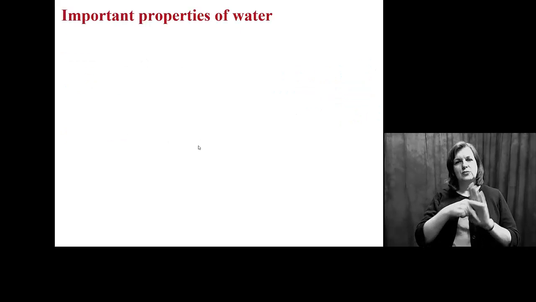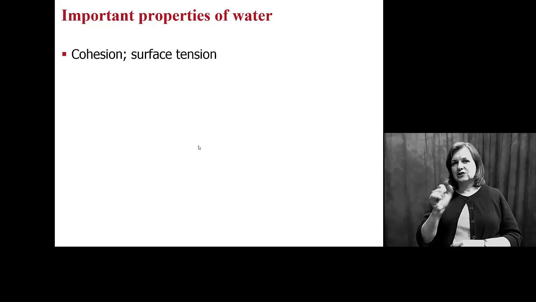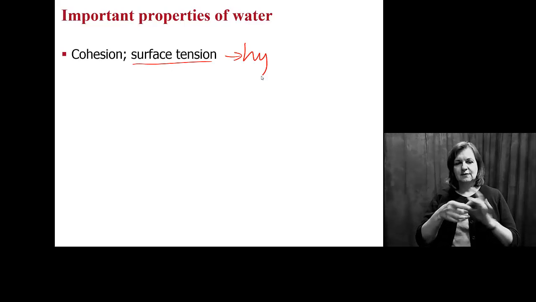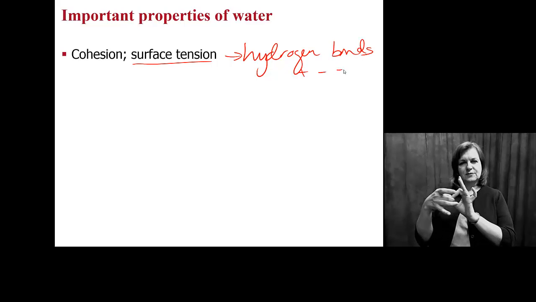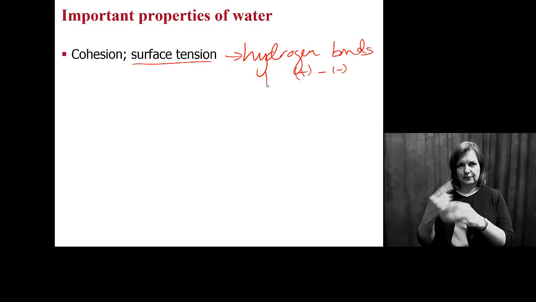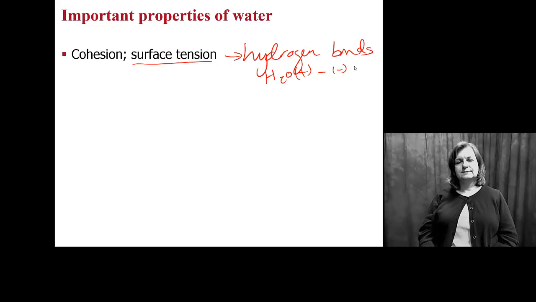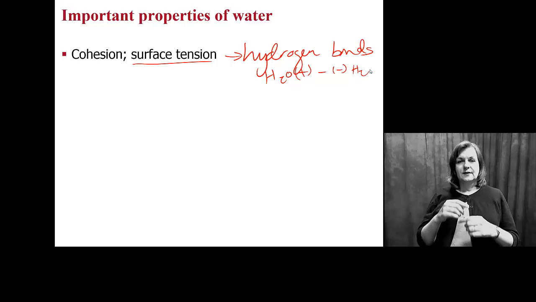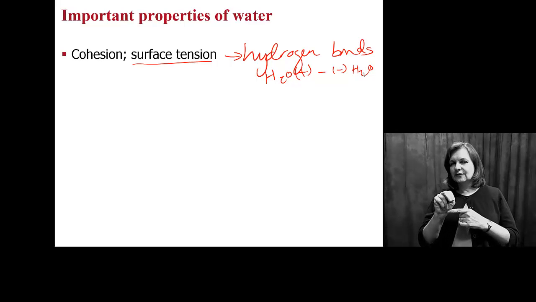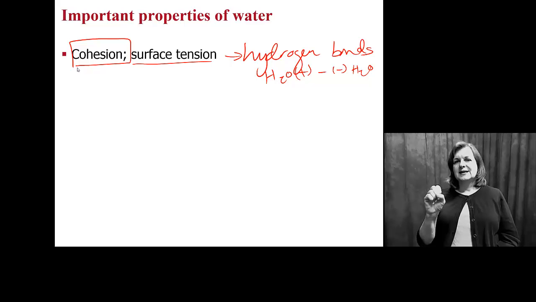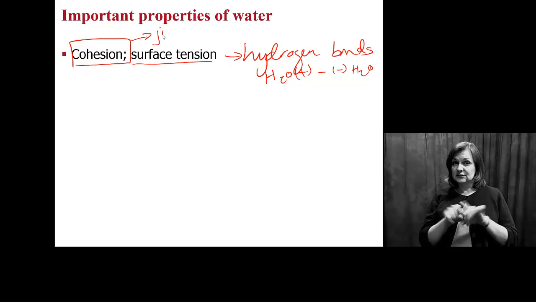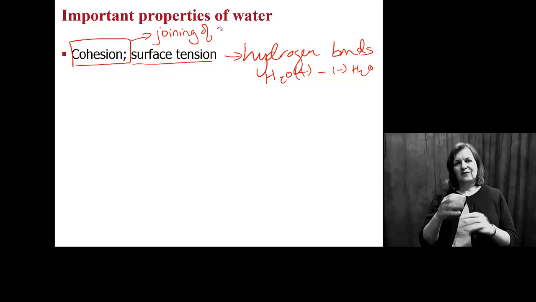When we look at properties of water, there are a couple of things we have to consider. We've already mentioned this idea of surface tension. I told you it was because of hydrogen bonds, holding water molecules together between the positive and negative of two water molecules, right? So when we look at holding these together, the surface tension, it's also known as cohesion. Okay? Cohesion is the joining of two like molecules, or two of the same molecules.